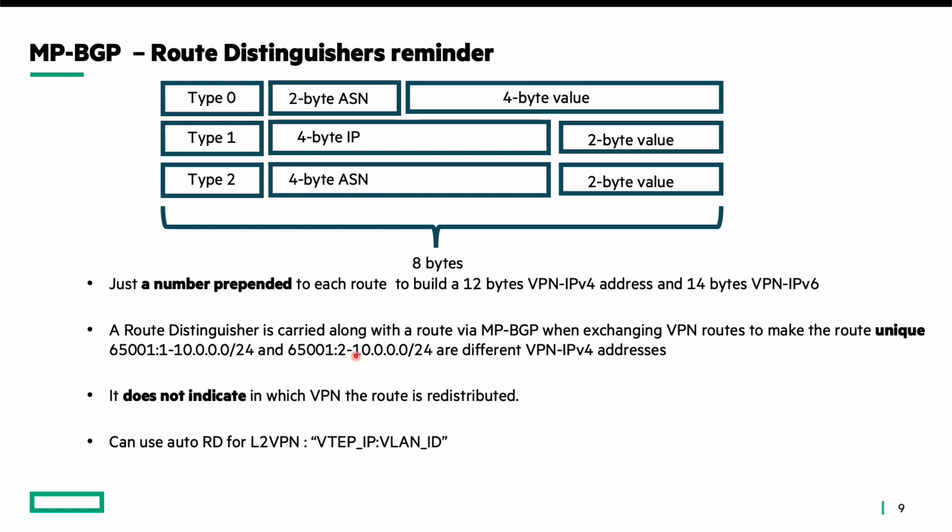When we are doing L2 VPN, you can see in the configuration we have this auto keyword for RD, which is convenient if we don't want to specify it manually on each device. And what does the auto do on CX switches? It will fill the RD with the VTEP IP address, which is usually the loopback one, and the VLAN ID.